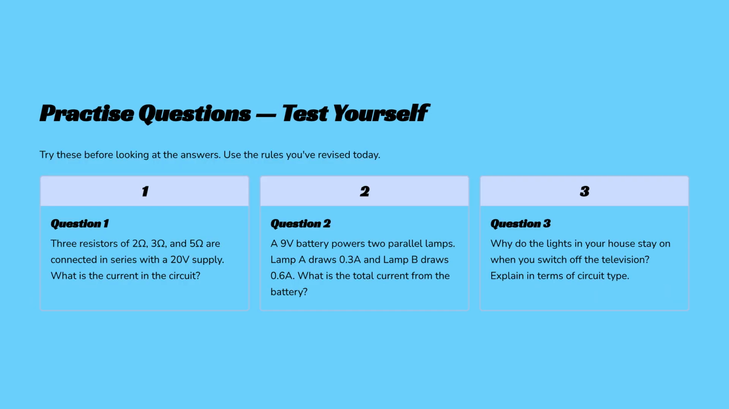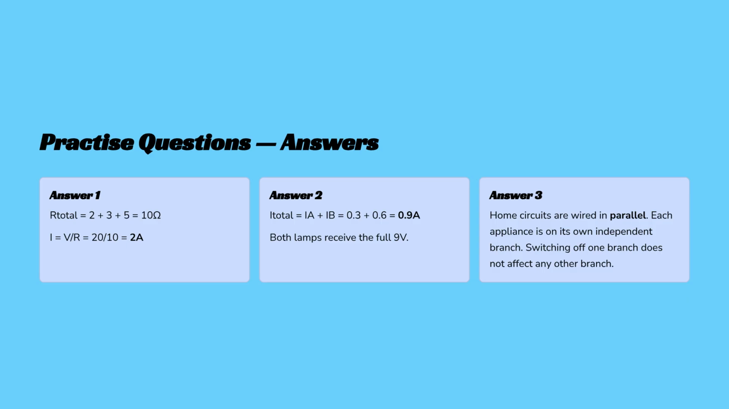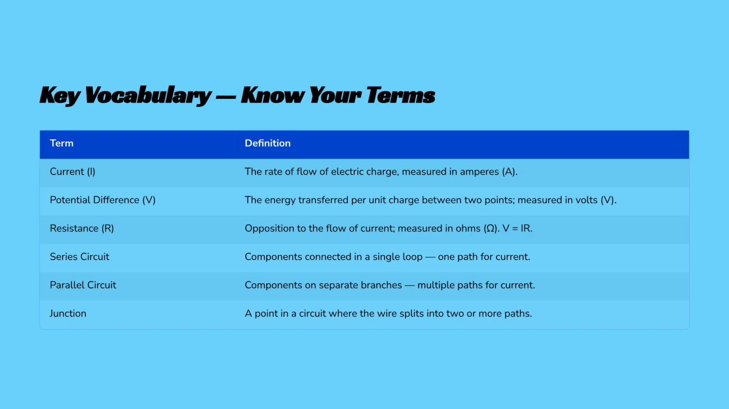Test yourself with these 3 practice questions. Calculate the current for a series circuit, find total current for parallel branches, and explain home wiring principles. Pause the video to solve them. Here are the answers to our practice questions. Check your calculations against these results and ensure you understand the reasoning behind each, especially why home circuits operate in parallel.